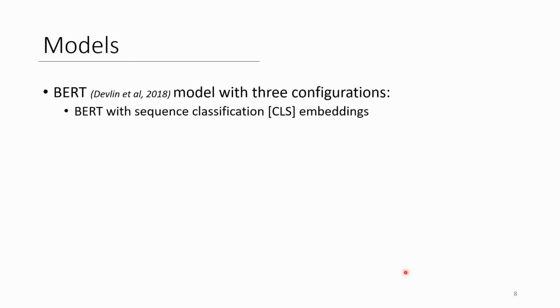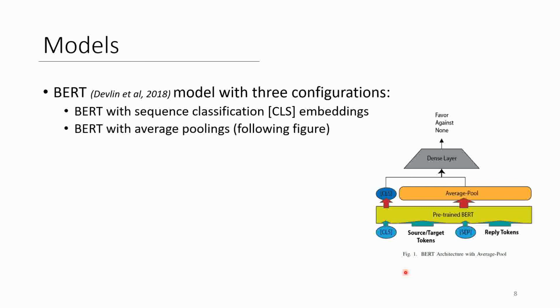The models we use are BERT with three configurations. BERT with sequence classification, or CLS embeddings, that is widely used. BERT with average pooling: on top of the token embeddings of BERT, we use an average pooling and concatenate it with the CLS embedding into a dense layer to predict the three labels. The input of this network is the source or target tokens, and the reply tokens are always there. And the other configuration is using frozen BERT with an LSTM layer on top of token embeddings.